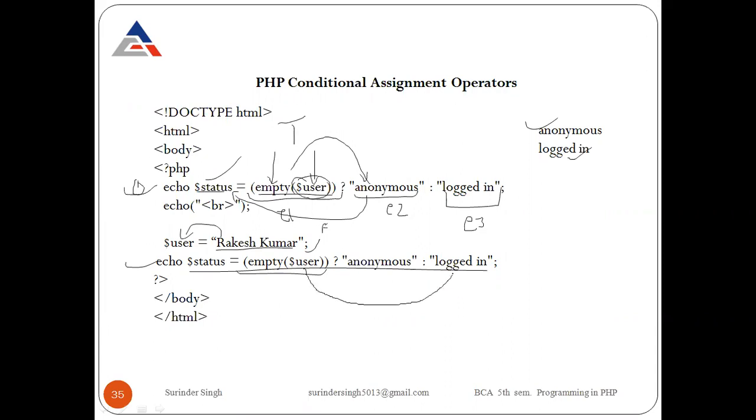It will execute expression 3, and in expression 3 we have a string logged in. This string constant is assigned to the variable status, and we are printing this variable status, and it prints logged in. Okay, is it clear? Is it clear to you?